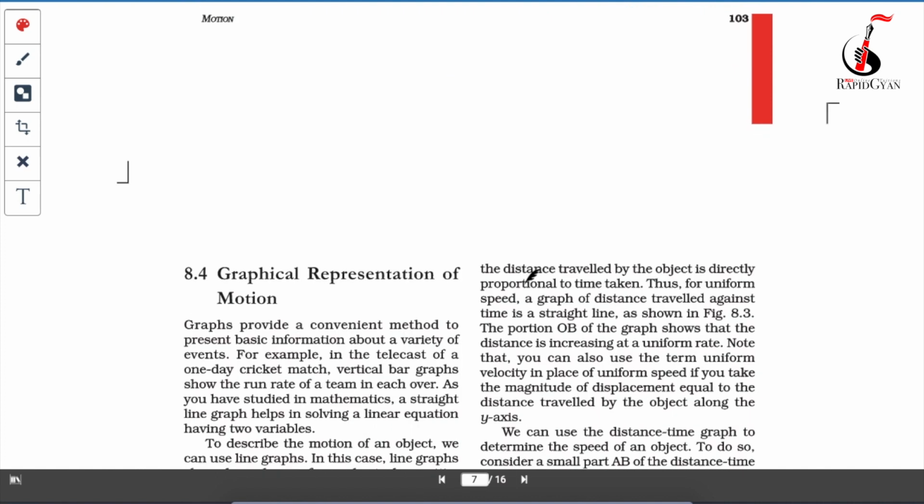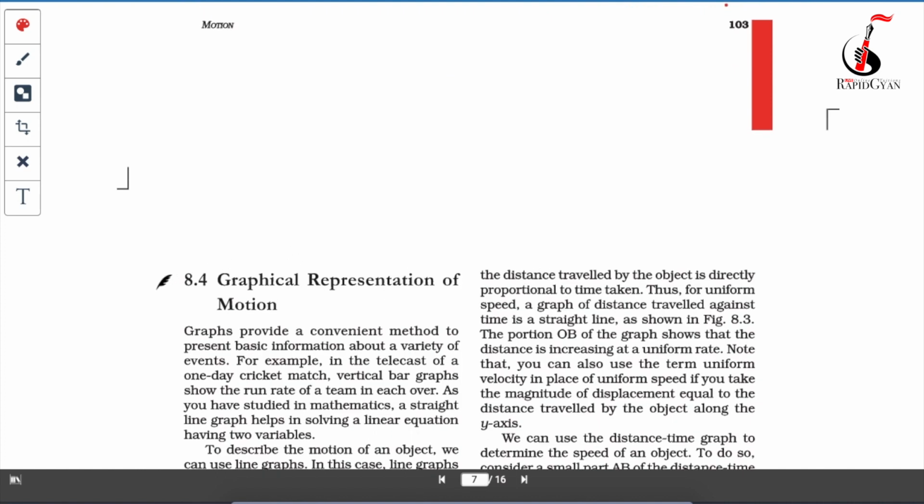Now let's see if there is any other question in your book. Okay, so next part is graphical representation of motion, which we will study in the next video. So guys, go and find questions on acceleration and retardation from any of your reference books, whether it's Lakhmir Singh or Manjit Kaur or any other reference book. Try to solve as many questions as you can.